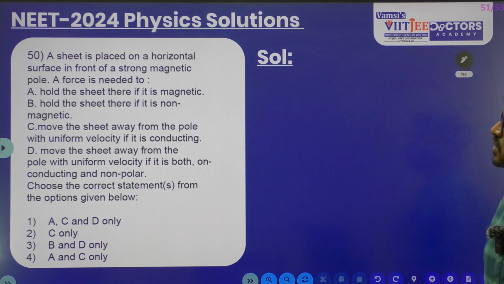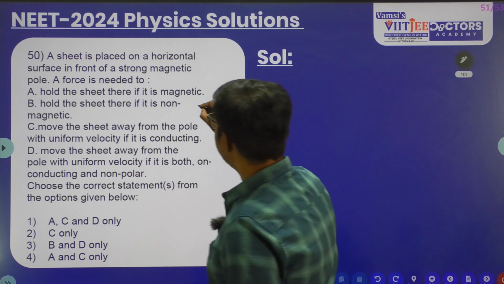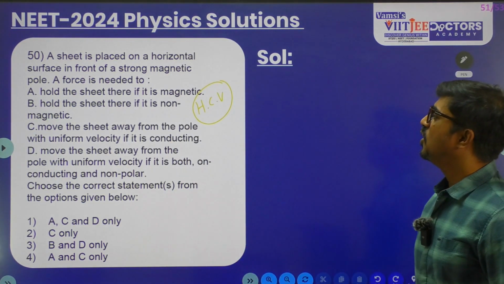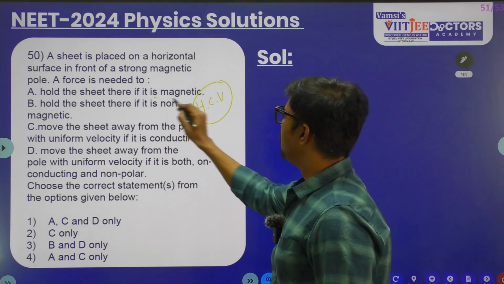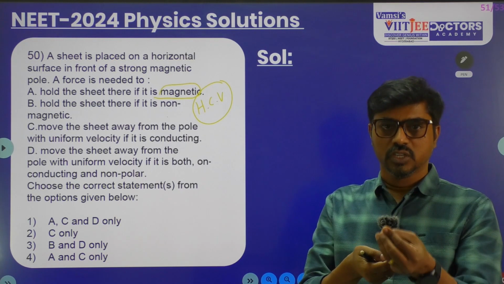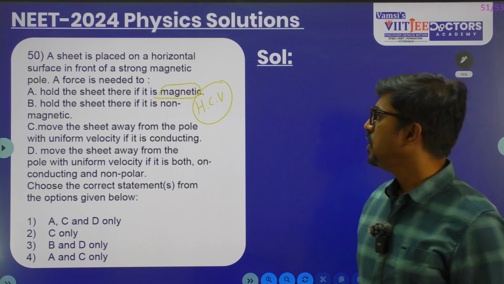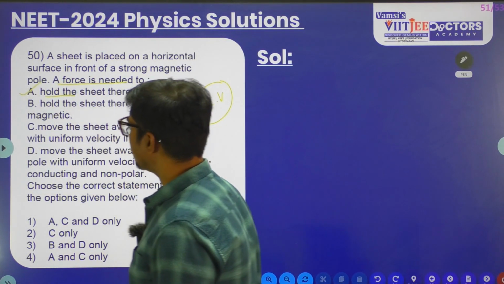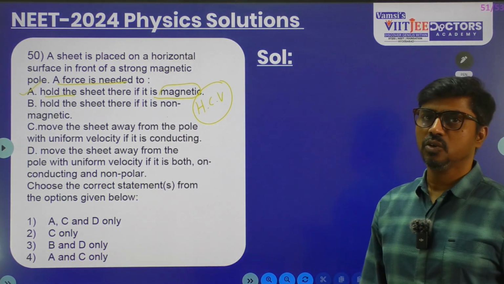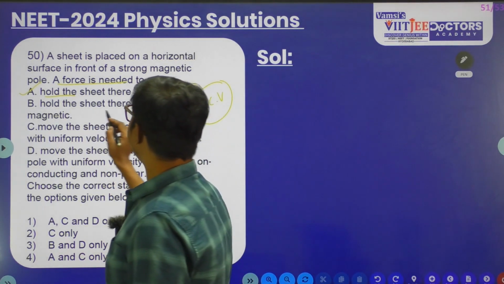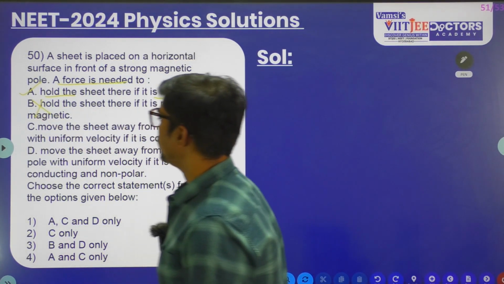Okay, 50th question. A sheet is placed on a horizontal surface in front of a strong magnetic pole. This is actually H.C. Verma. There are two questions from H.C. Verma objective in this paper. Whenever it is magnetic, for example, an iron piece you keep in front of the magnet, it will automatically attract. In order to keep it there, you need to hold it and apply a force. Force is needed to hold it whenever you have a magnetic sheet. That means this is correct. But if it is non-magnetic, you don't need to apply any force. Just keep it there, it will be staying like that only. So to hold the sheet which is non-magnetic, you don't require a force.